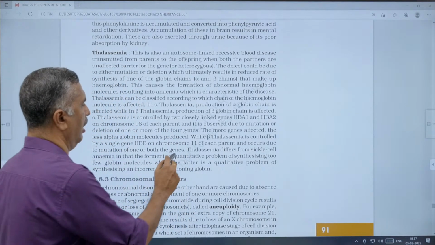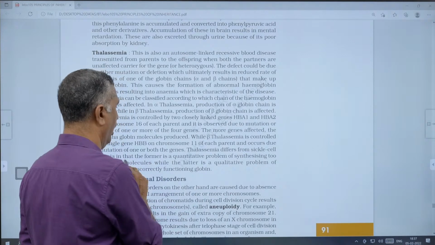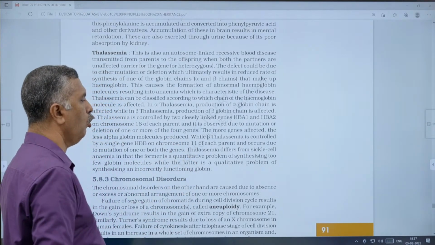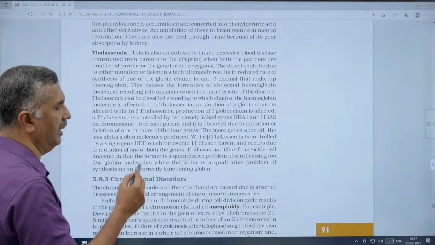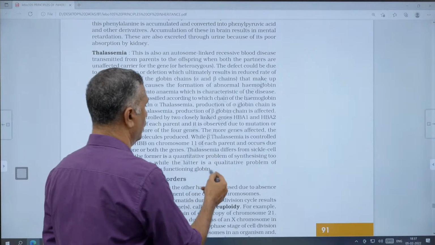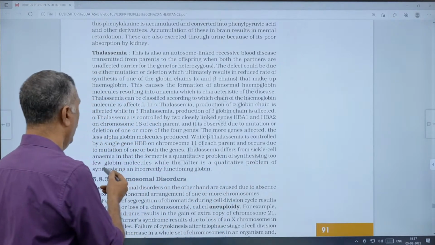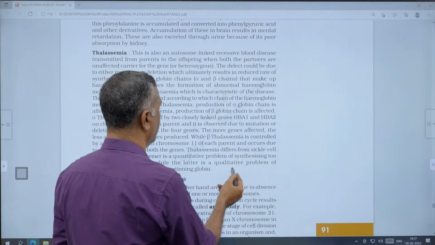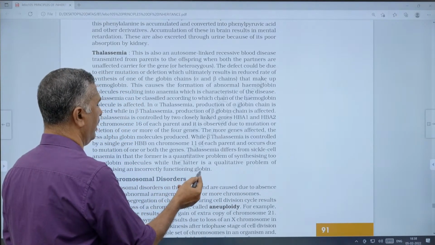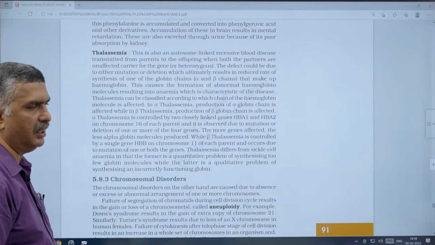Now, thalassemia differs from sickle cell anemia. The former is a quantitative problem. That means thalassemia is a quantitative problem because the number of globin chains will be affected in the case of thalassemia, while the latter is a qualitative problem, that is sickle cell anemia, synthesizing an incorrectly functioning globin.